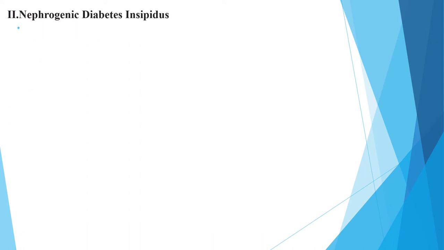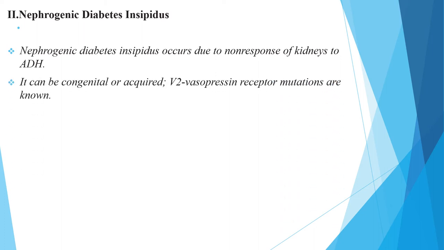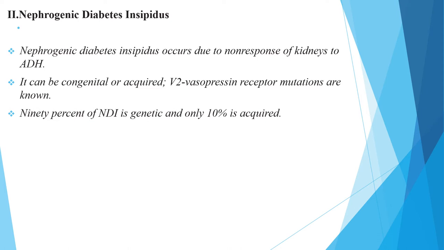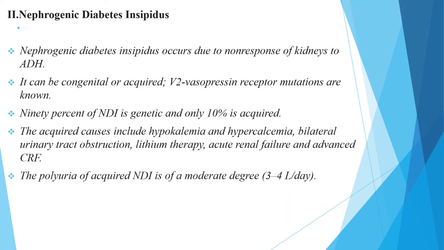The second type of diabetes insipidus is nephrogenic diabetes insipidus, and this occurs due to non-response of the kidneys to antidiuretic hormone. It can be congenital or acquired. Among the congenital forms, V2 vasopressin receptor mutations are the most common, and 90% of nephrogenic diabetes insipidus is genetic, and only 10% is acquired. The acquired causes can be mainly due to electrolyte abnormalities like hypokalemia and hypercalcemia, bilateral urinary tract obstruction, lithium therapy, acute renal failure and advanced chronic renal failure. The polyuria of acquired nephrogenic diabetes insipidus is of moderate degree, unlike that of central diabetes insipidus.